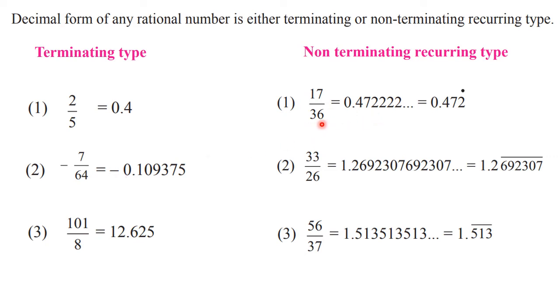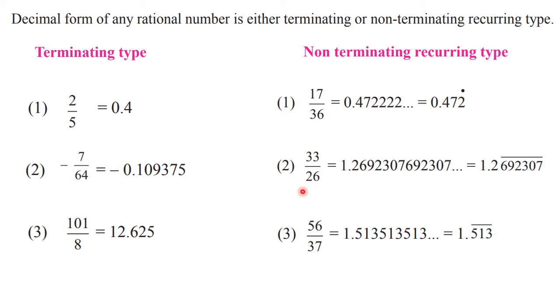Like for 36, how will we write 36? 36 is 12 into 3, and then 12 again you can write as 4 into 3. 4 you can write as 2 into 2. So for 36 you have factors 2 and 3. But what is our condition? We should have 2 and 5 or 2 or 5. Here we are getting 3 as another factor. That is why the division is non-terminating recurring type.